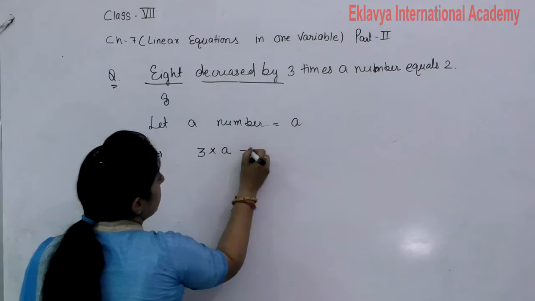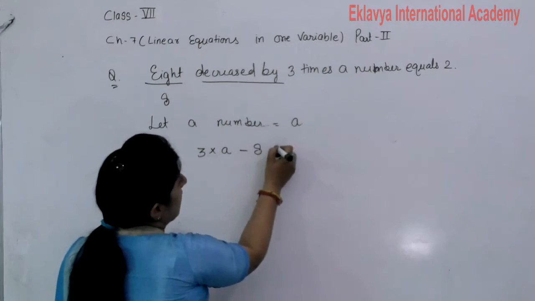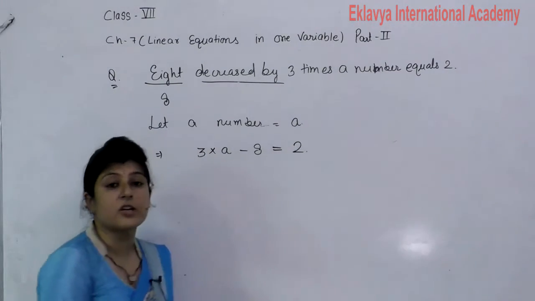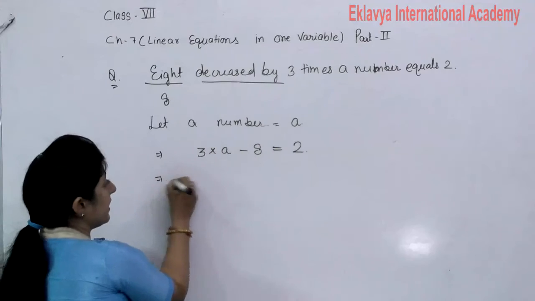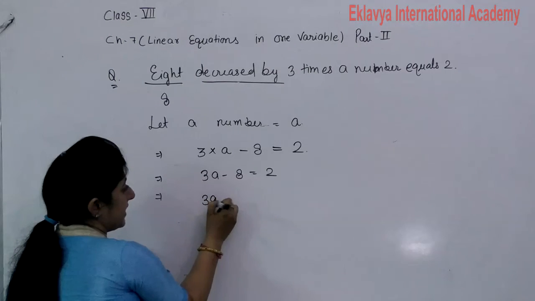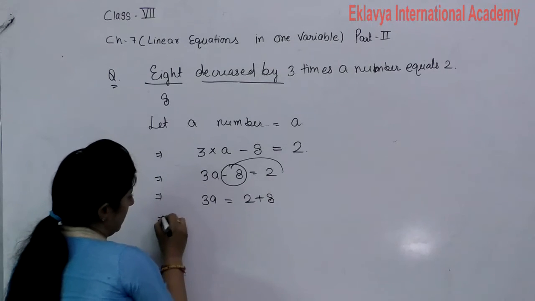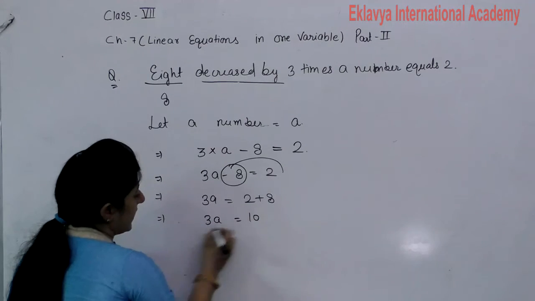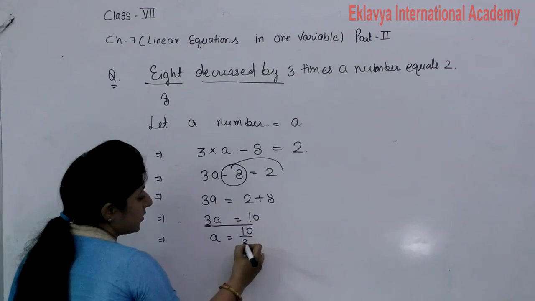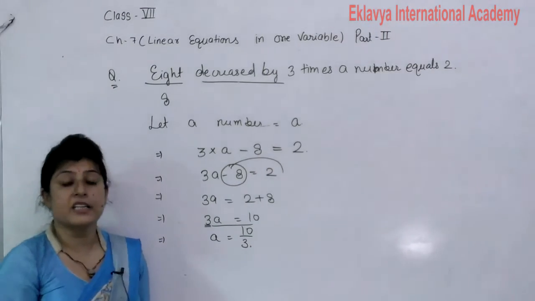8 decreased by, it means in this we decrease 8. Equals means the equal sign, 2. Then find the value of a. What is the number? See, it means the equation is 3a minus 8 is equal to 2. 3a, this minus 8 when you transpose, then 3a is equal to 10. This 3 is in multiplication, when you transpose it will come in division. Then a is equal to 10 by 3.